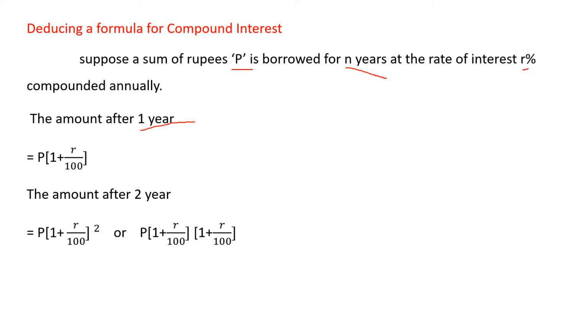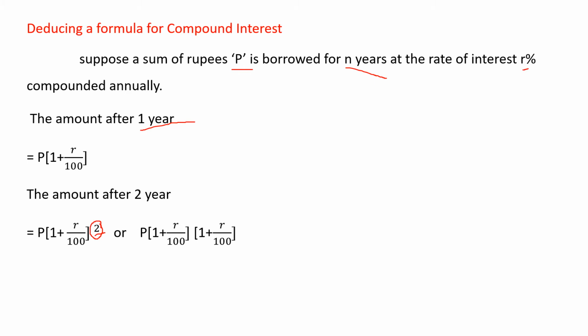Second, the amount after 2 years. You want to calculate the amount after 2 years. What is the formula? P into 1 plus r by 100 whole square. If it is 3 years, in place of 2 you will write 3. For 5 years, in place of 2 you will write 5.